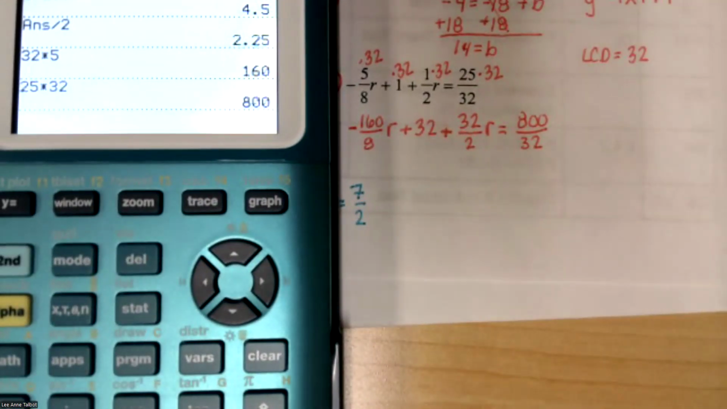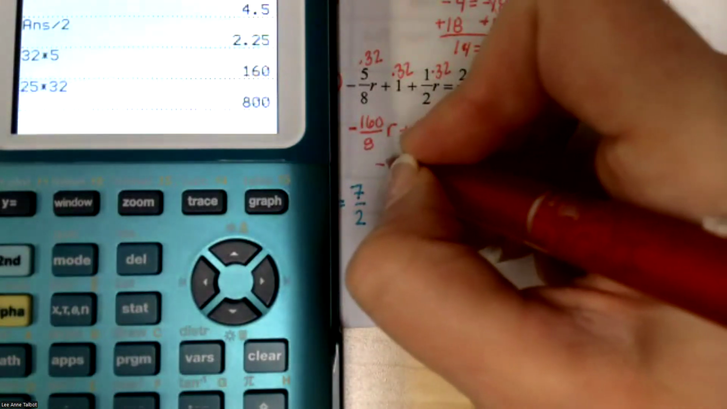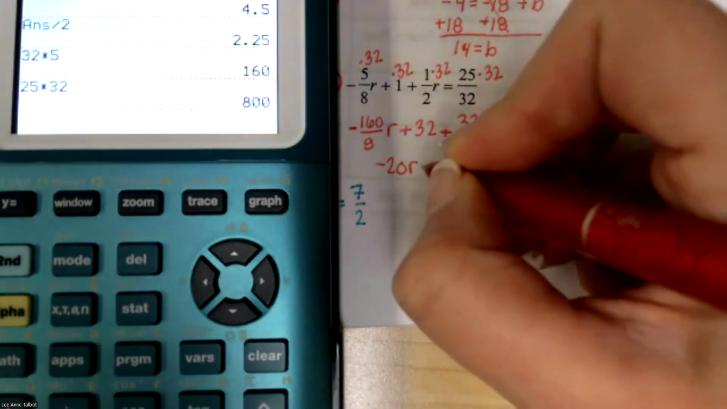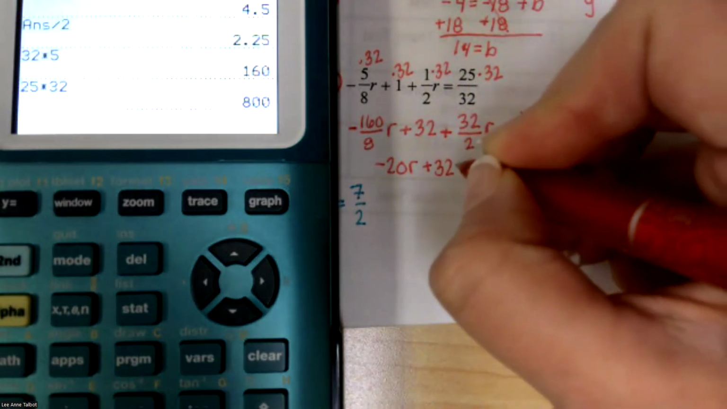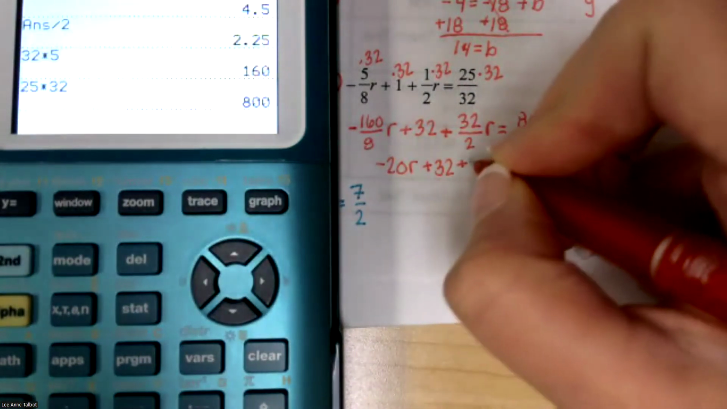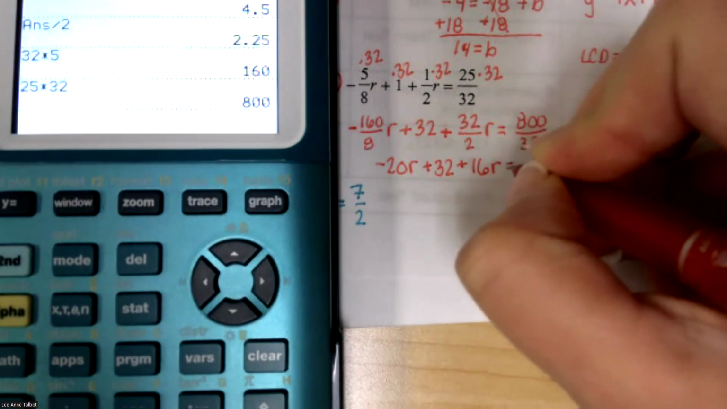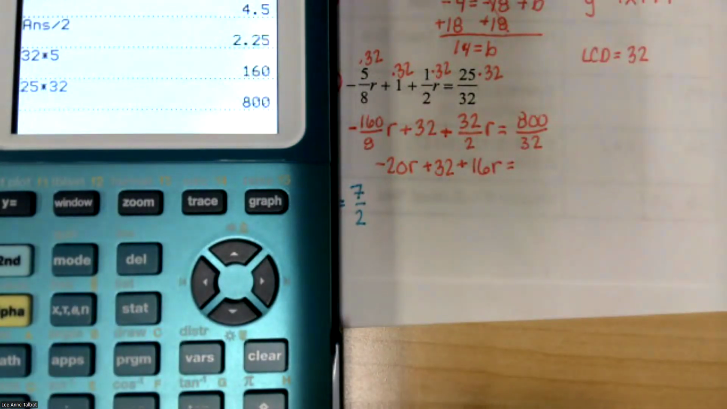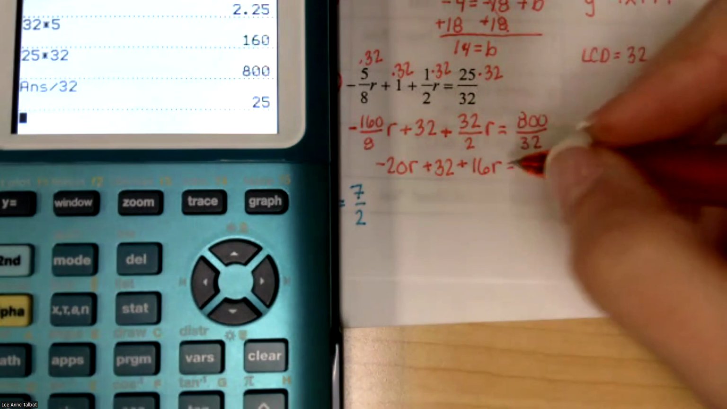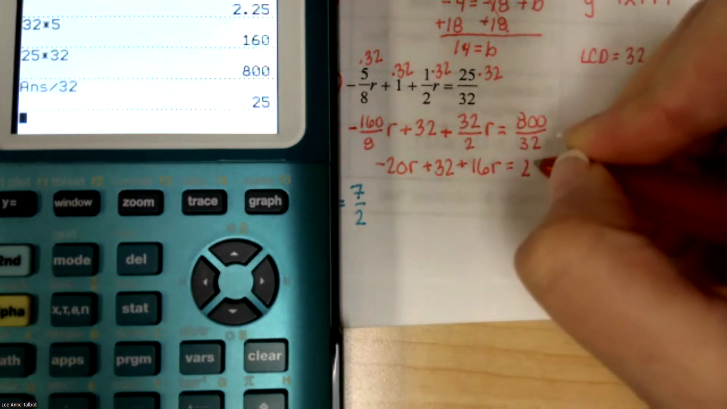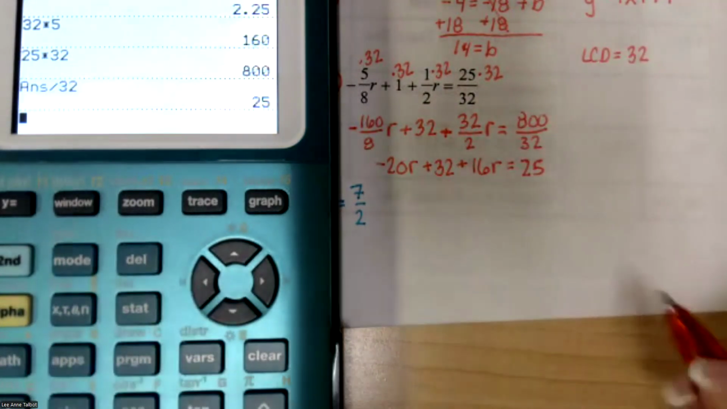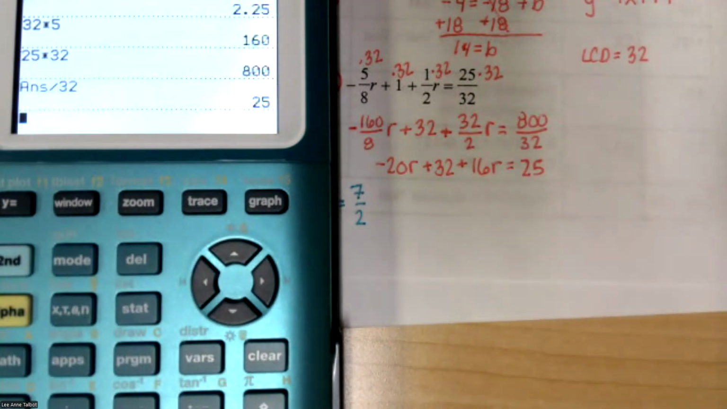Whew. At least it was while I was using erasable pen. Okay, so -160 over 8. I know that's -20. 32 divided by 2, I know that's 16, but I don't know what this is. Oh, duh. It's 25 because the 32's cancel. I didn't even need to.